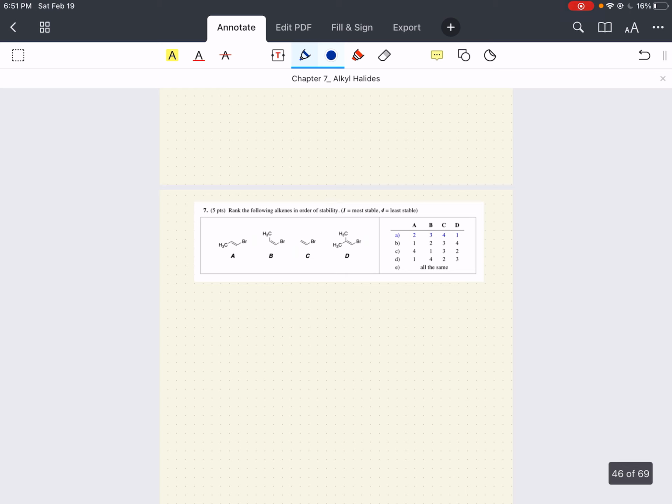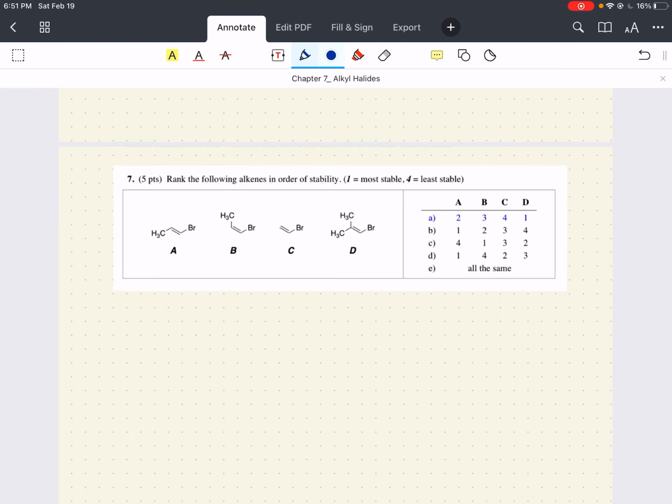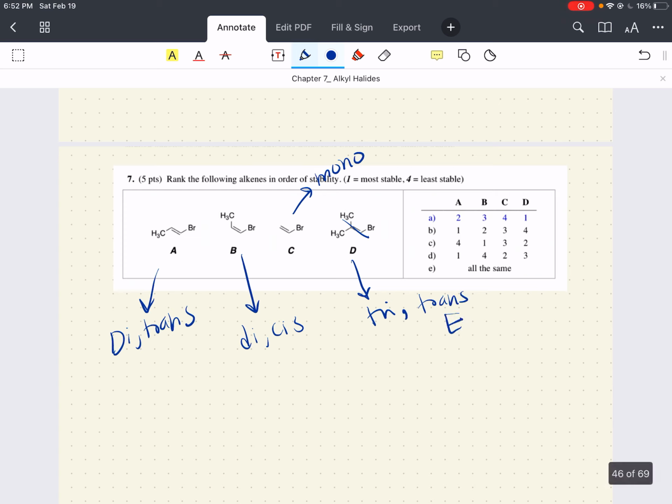Now, here we want to rank the following alkenes again, lots of practice with this, in order of stability. Okay, so again, here we want to label these. How substituted are they? Are they E or Z? And then we'll figure it out. So A here is di-substituted and it's trans, all right? B here is also di-substituted, but it's cis. C is mono-substituted, lame. And D is tri-substituted, and it's also trans, or E. I guess we should be using the proper terms. This is E, this is Z, and this is E.